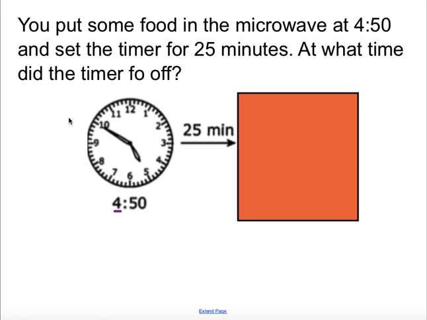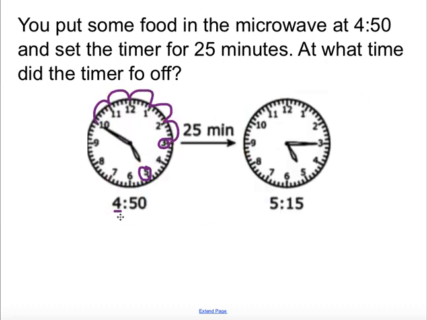The more problems we do, the harder it will get. So let's come up with a scenario. For example, if you put some food in the microwave at 4:50, and then you set the timer for 25 minutes, at what time did the timer go off? You can definitely still do what we've been showing you to show 25 minutes: 5, 10, 15, 20, 25. Because you went past the 12, you are now at a new hour and you stop here. So when you do 25 minutes later, you're now at 5:15, because that's where we stop. Okay, let's keep looking.